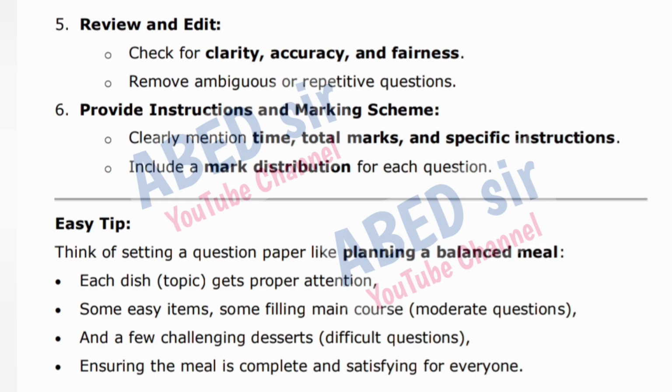6. Provide instructions and marking scheme. Clearly mention time, total marks, and specific instructions. Include a mark distribution for each question.